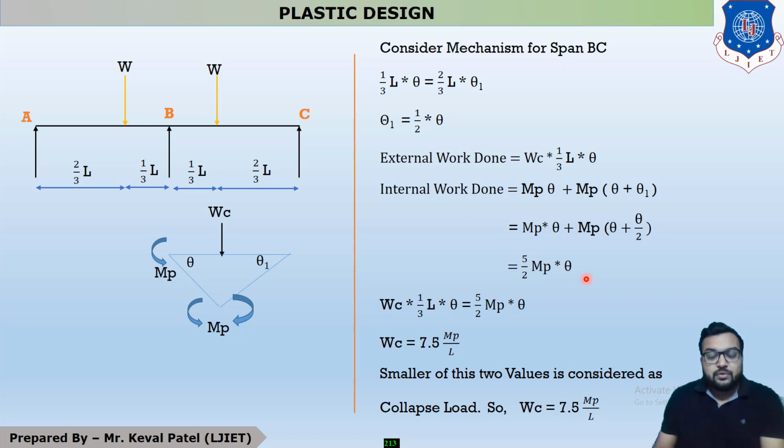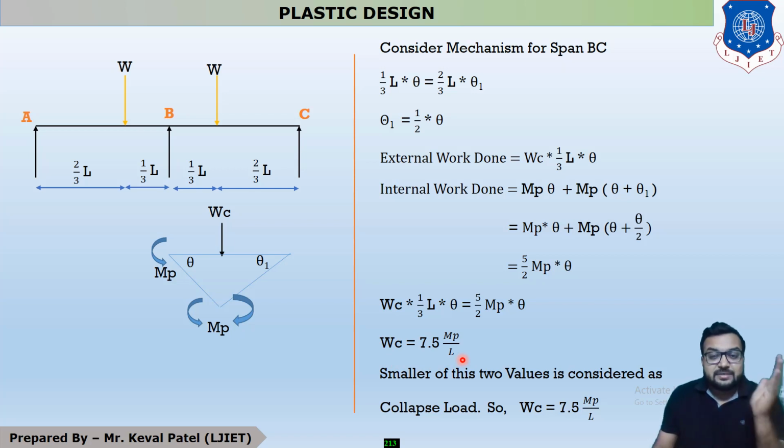Now you can see that your external work done is in the form of theta and your internal work done is similarly in the form of theta. It means if both the work done are in the same form, then you have to equalize both the values and make WC your subject, because in the question it is clearly mentioned to find out the value of W. Okay, so this is your second answer.